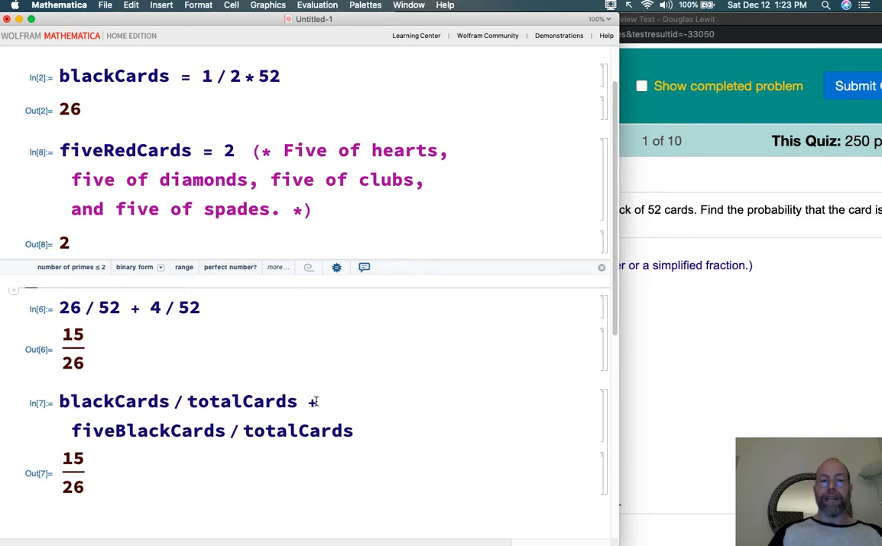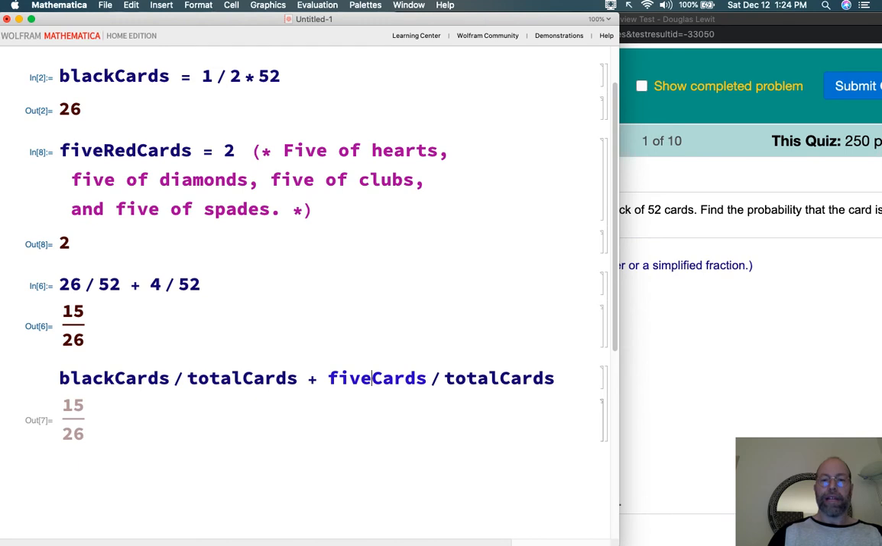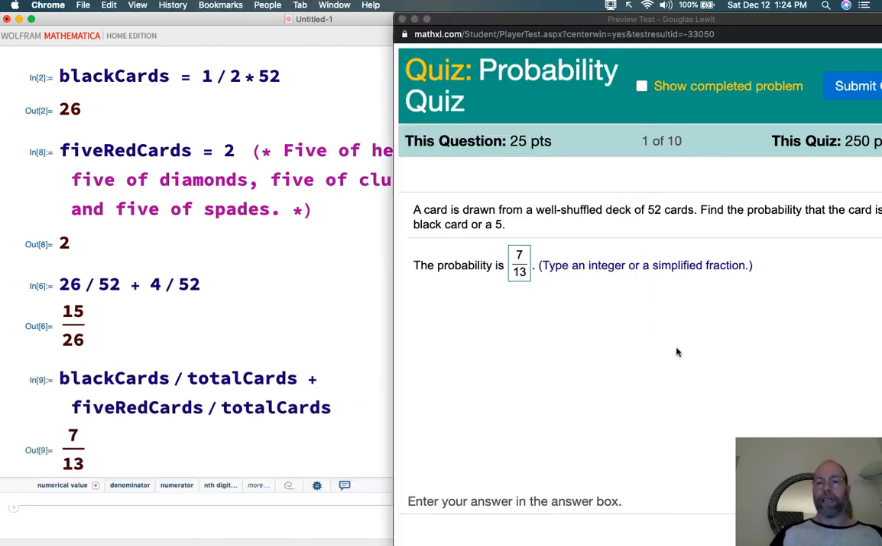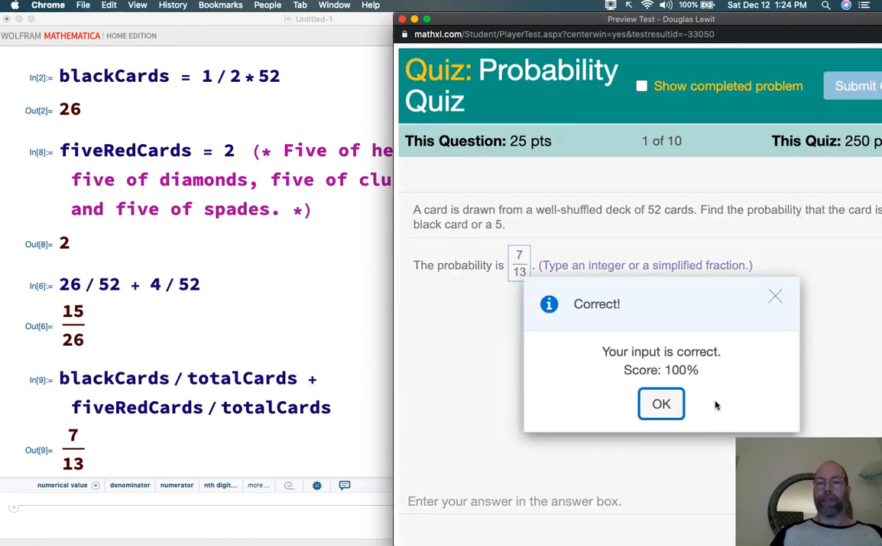Okay, so now I would have the right answer, which is 7 over 13. And indeed, we see that the answer is 7 over 13. Your input is correct.